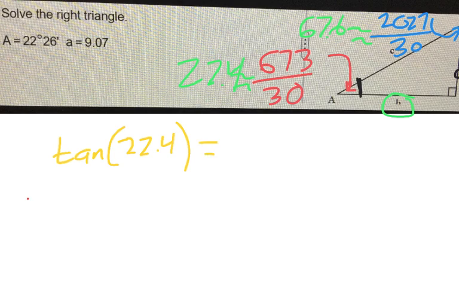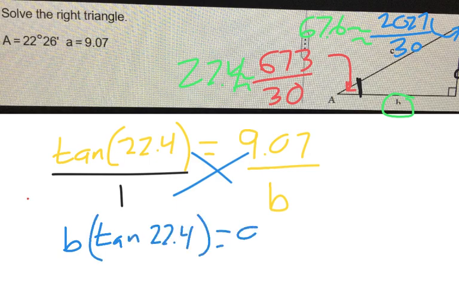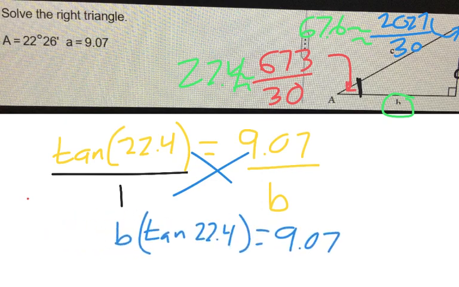Tangent of the angle is equal to the opposite side, which is 9.07, over the adjacent side, which is what I'm looking for, B. So for me, I have a fraction equal to tangent, so I'm going to make that a fraction equal to a fraction by putting this over 1, and I'm going to cross multiply. So that tells me B times the tangent of 22.4 is equal to 9.07. And so now I can solve for B.